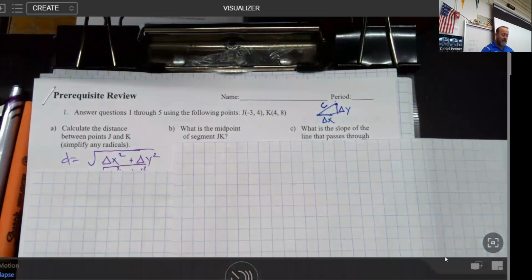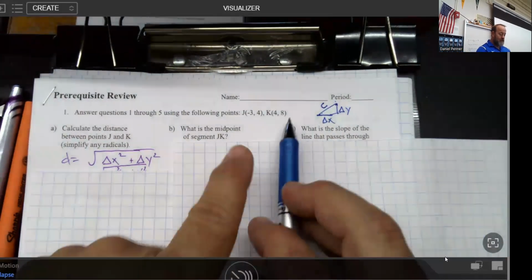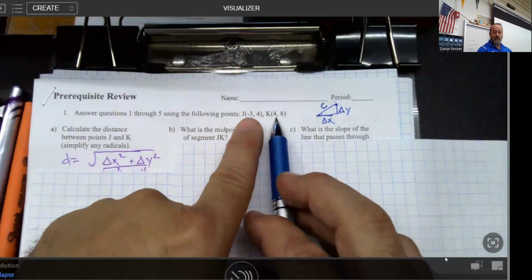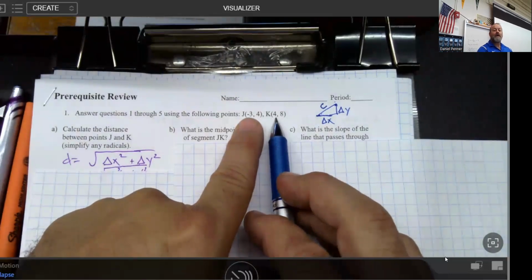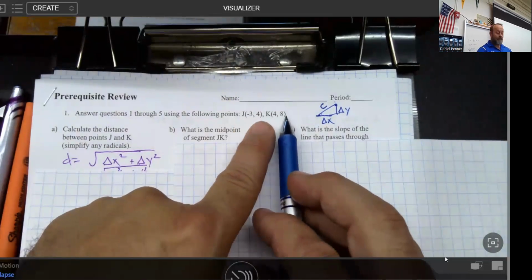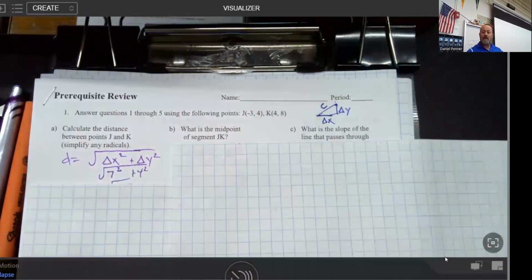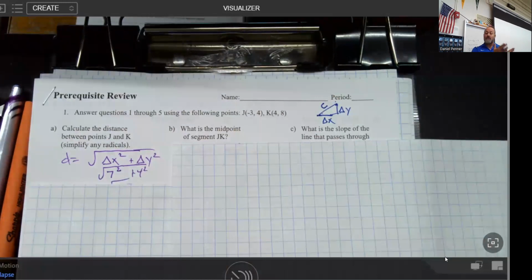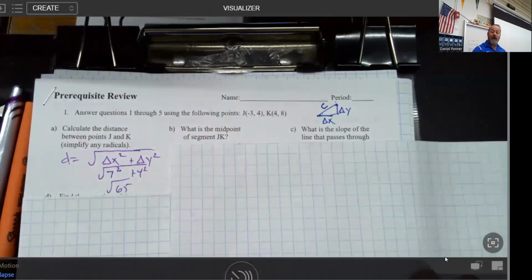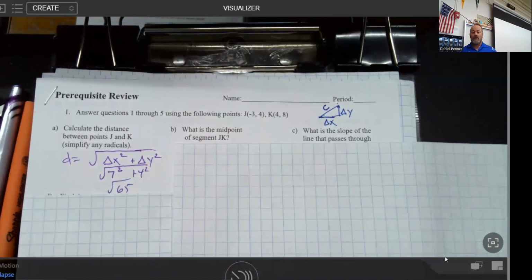So when I look at these problems, the first thing I do is I say, well, it looks to me like x moved by a total of positive 7 and y moved by a total of positive 4. So that's what I have, I have 7 squared plus 4 squared. So that's 49 and 16, which of course makes root 65, okay? So when we look at that idea, we can be very, very quick about that, and it's not too bad.